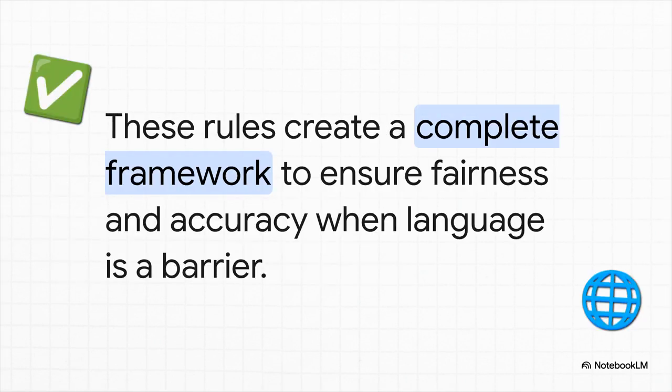So, what's the big picture here? When you step back and look at all these rules together, you see a complete, airtight framework. It's all about making sure that when language could be a barrier to justice, we have a system in place that guarantees fairness and, above all, accuracy.